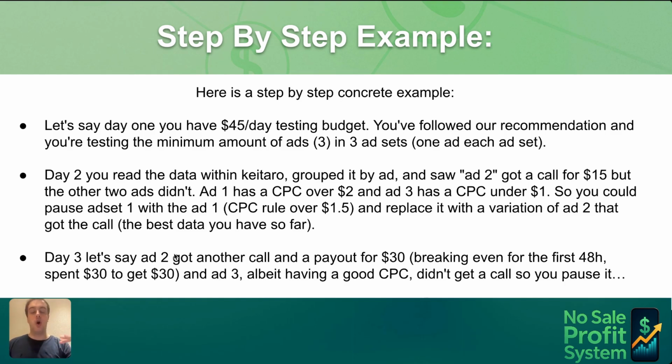So the cost per call is $15 because you got two calls for $30 spent. The cost per payout is $30 and it's breaking even, which is good, which is decent for the first 48 hours. You're still not testing much. And at three, albeit having a good CPC, because it had a great CPC under $1, it didn't get a call, so you pause it because it already spent $30 as well.